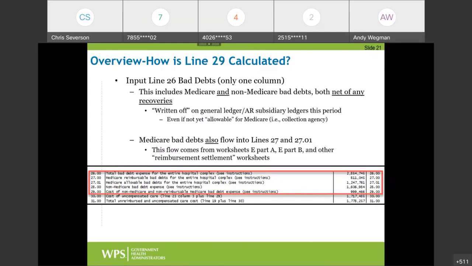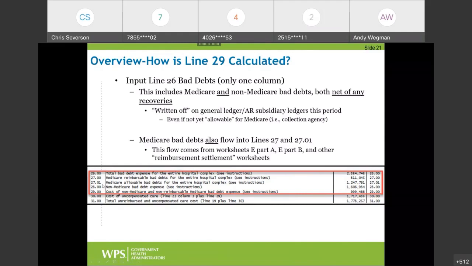The unfortunate part about this, and there have been a lot of discussions with CMS and other MACs on this, it was designed in a messy way because it's a little bit inconsistent, and there are inconsistencies or contradictions in the instructions. But the point is, this 26 has to be write-offs against AR, regardless of whether they're written off for Medicare yet.